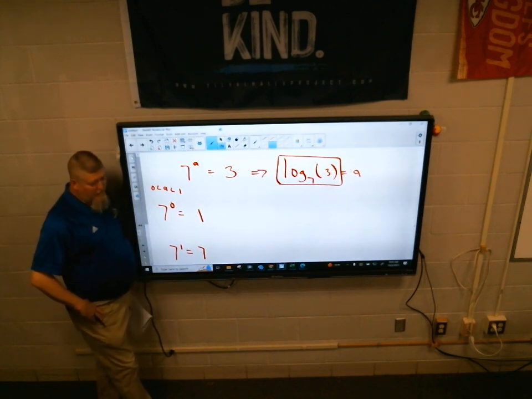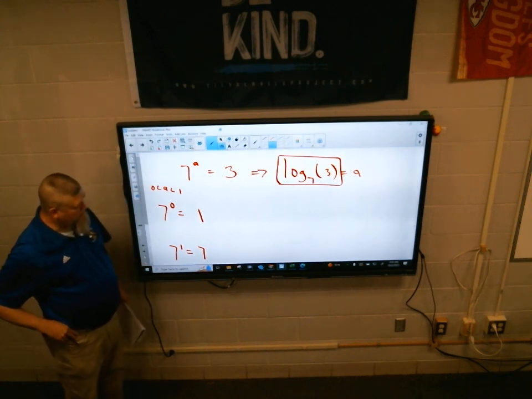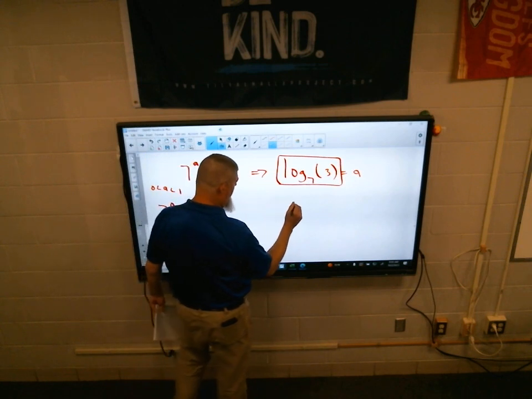Okay, so what is log to the base 7 of 3? Should be some sort of fraction between 0 and 1.